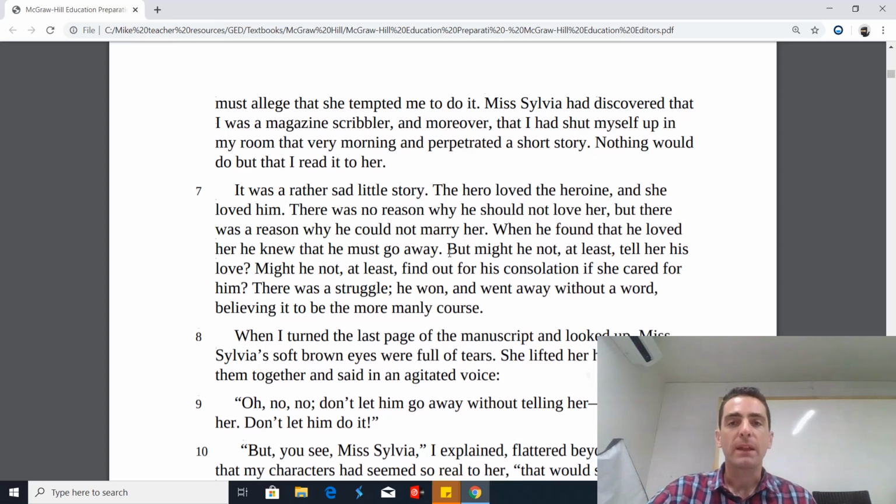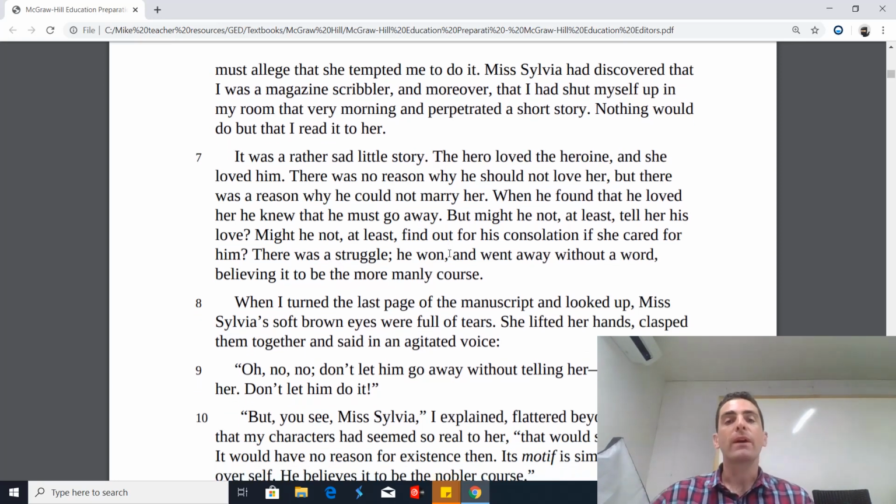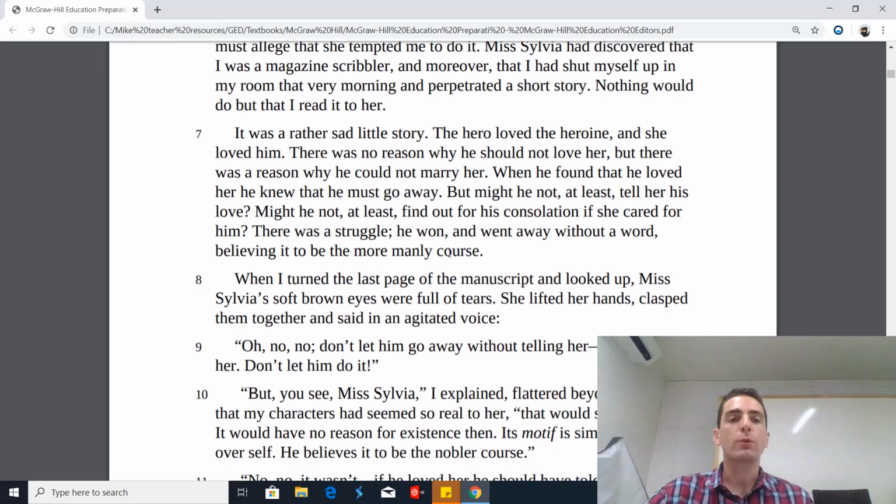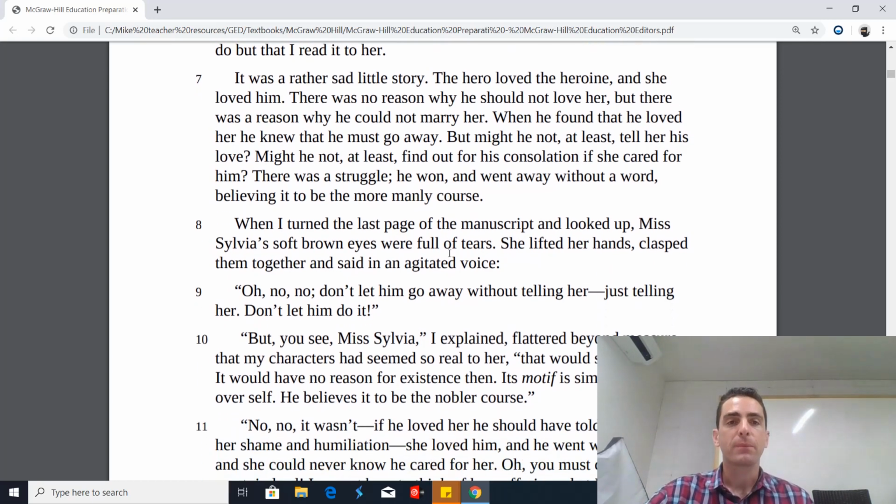And moreover, that I'd shut myself up in my room that very morning and perpetrated or written a short story. Nothing would do but that I read it to her. It was a rather sad little story.